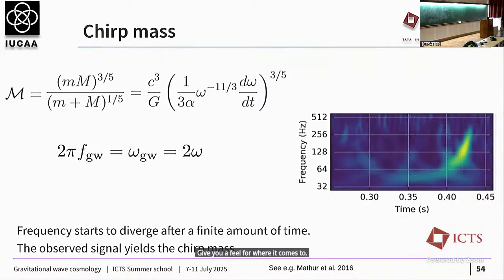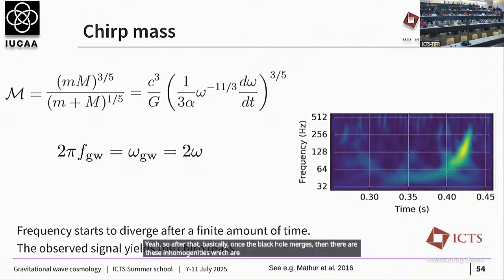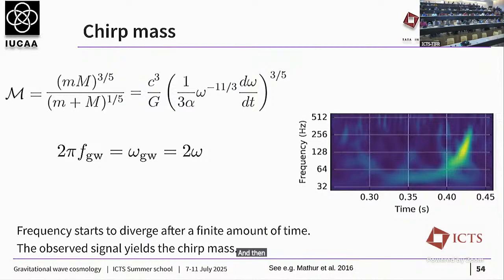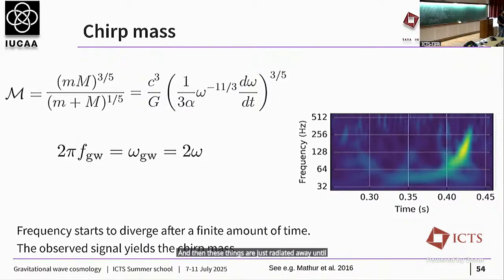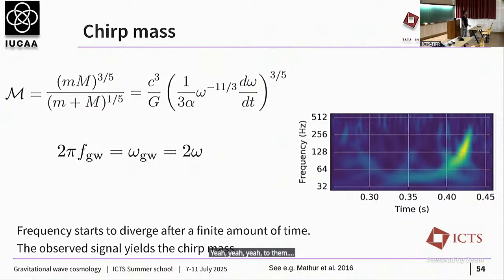Yes. Is there any clue about, so in inspiral dynamics and before merger that is clear, but after that what happens? Yeah, so after that, once the black hole merges, then there are these inhomogeneities in the black hole, right? As soon as you merge, these things are just radiated away until the black hole settles down to its final state.